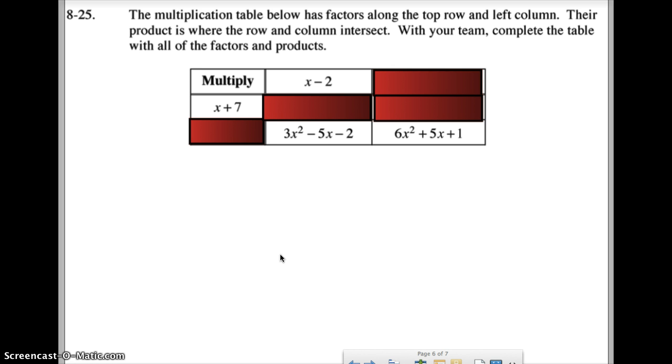The last problem, you're going to have, it's like a table. So if you multiply x plus 7 and x minus 2, that's going to go in this box right here. Then if you have x minus 2 as one of your factors, what gives you a product of 3x squared minus 5x minus 2? So what I would probably do is build generic rectangles for these problems and see what you can kind of do. Again, I'll talk about these a little bit tomorrow if you have questions. Hopefully that helps, and we'll see you tomorrow.